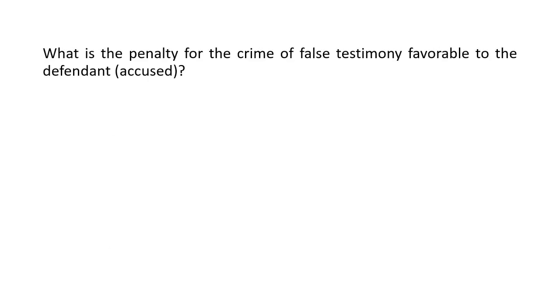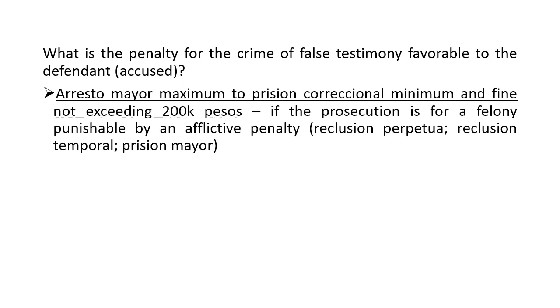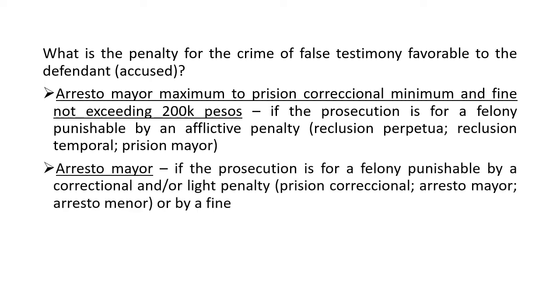Question: what is the penalty for the crime of false testimony favorable to the defendant or to the accused under Article 181? The penalty shall be as follows: arresto mayor maximum to prison correctional minimum and fine not exceeding 200,000 pesos if the prosecution is for a felony punishable by an afflictive penalty like reclusion perpetua, reclusion temporal, or prison mayor. Or the penalty shall be arresto mayor if the prosecution is for a felony punishable by a correctional and or light penalty like prison correctional, arresto mayor, arresto menor, or by a fine.